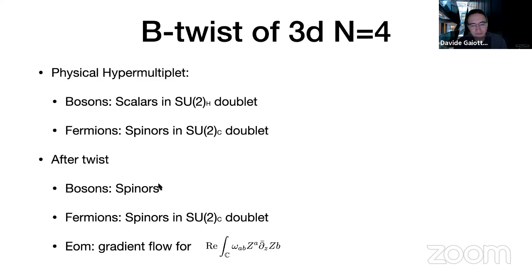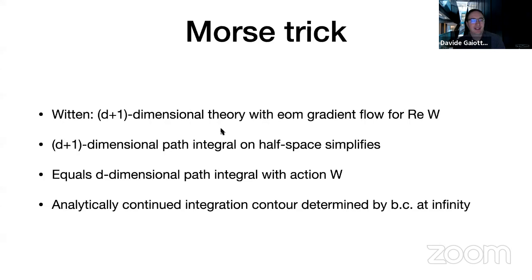If you write down the equations of motion of this theory, it turns out that it can be cast as a gradient flow equation for a certain functional. So you can write things like the time derivative of z bar equals del bar z of z. The reason this is useful is that Witten developed a whole collection of tools that can be employed to study certain D plus fundamental theories whose equations of motions are gradient flows of a holomorphic functional, like a superpotential.